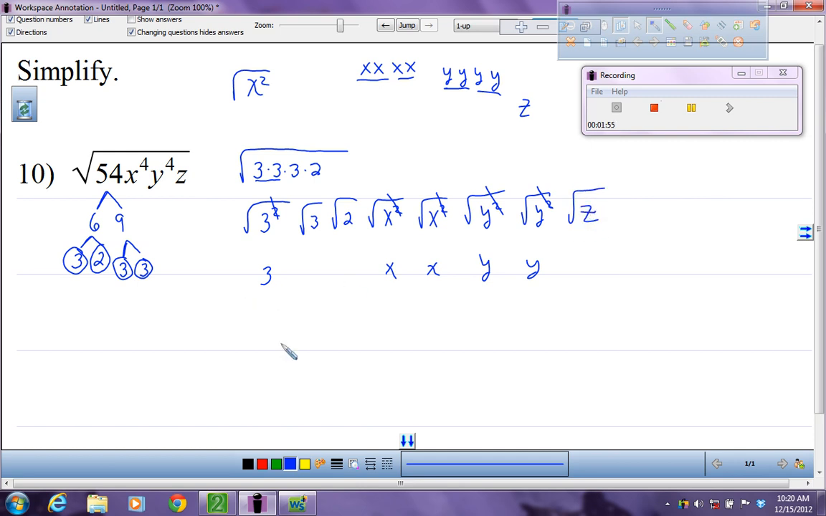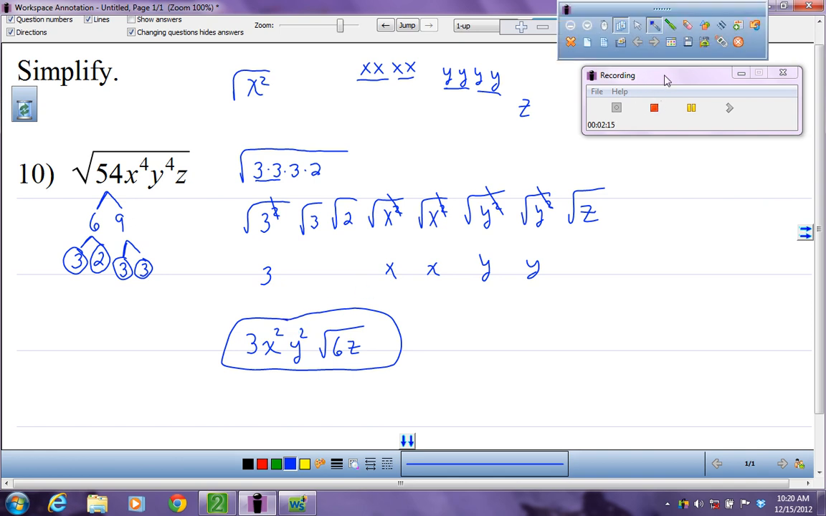So in this case, the only thing that came out was a 3. There's 2 x's, that's x squared. There's 2 y's, that's y squared. The 3 and 2 stayed inside, so that's 3 times 2 is 6. And the z stayed inside, so that's a z on the inside. And that's the answer right there. You simplified the radical.